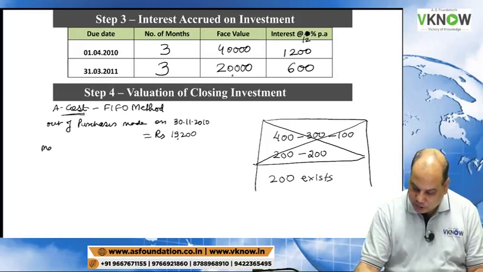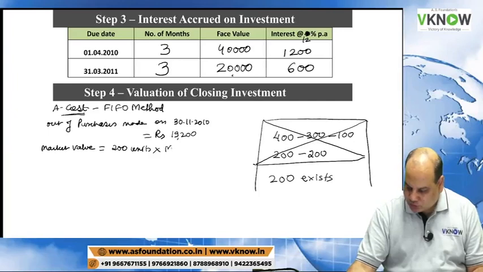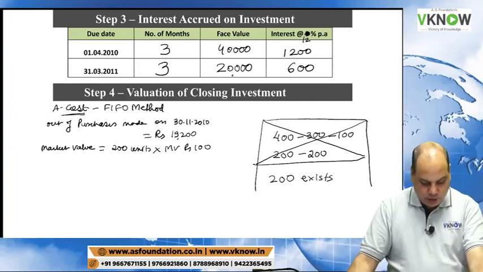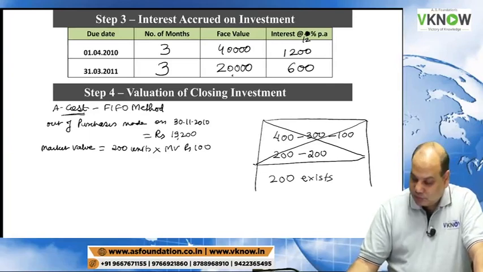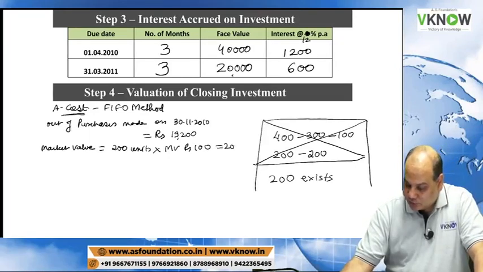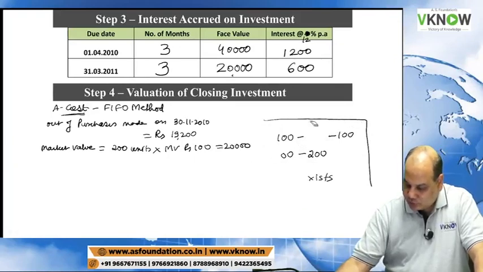And what is the market value? The market value will be 200 units left into market value, which is 100 rupees given in the last line. That comes to rupees 20,000.